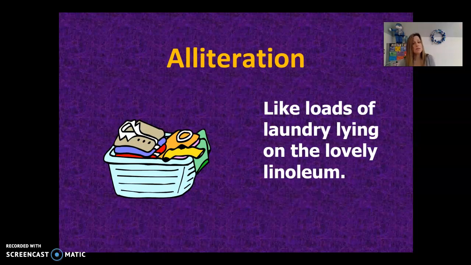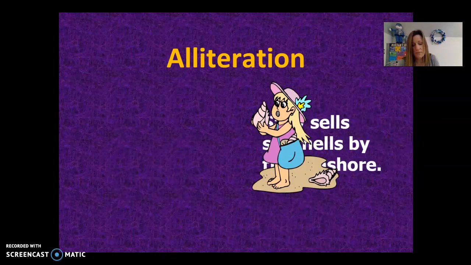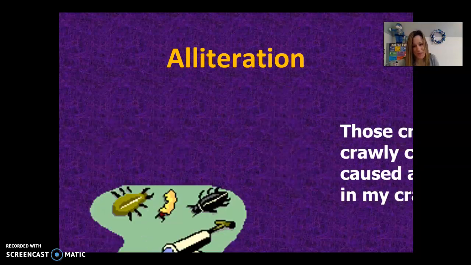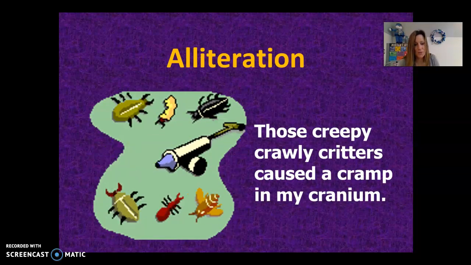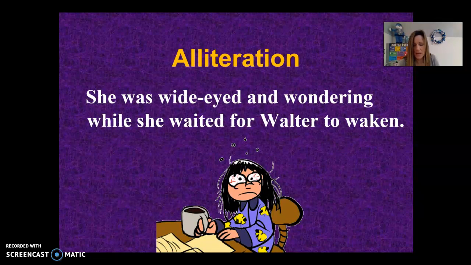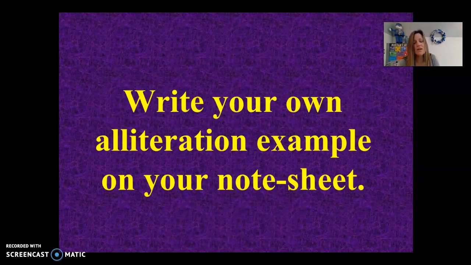Like loads of laundry lying on the lovely linoleum. Sally sells seashells by the seashore. Those creepy crawly critters caused a cramp in my cranium. She was wide-eyed and wondering while she waited for Walter to waken. So write your own alliteration example on your note sheet or use one of the examples given.